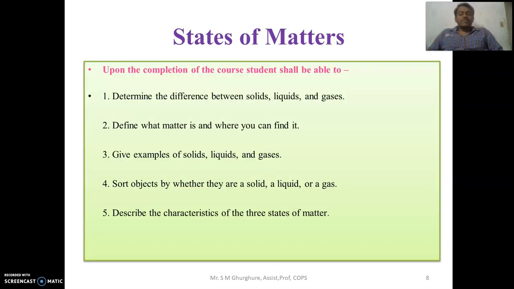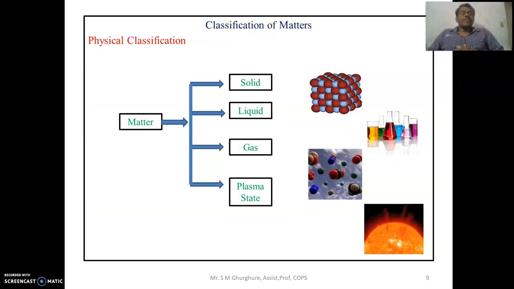Then matter is classified according to its physical classification. Matter is divided mainly into four types. Number one is the solid state of matter. Second, the liquid state of matter. Third is the gaseous state of matter. Next is the plasma state of matter. Solid state of matter.